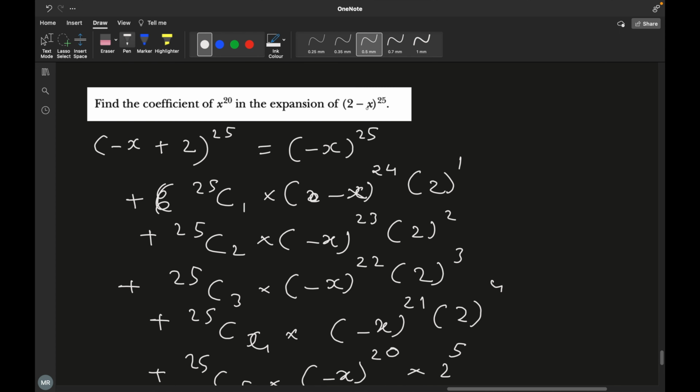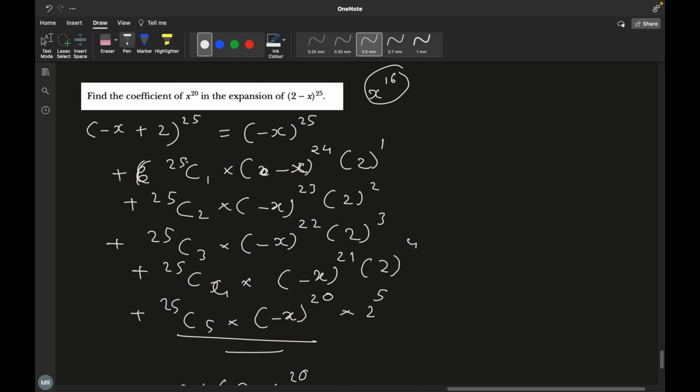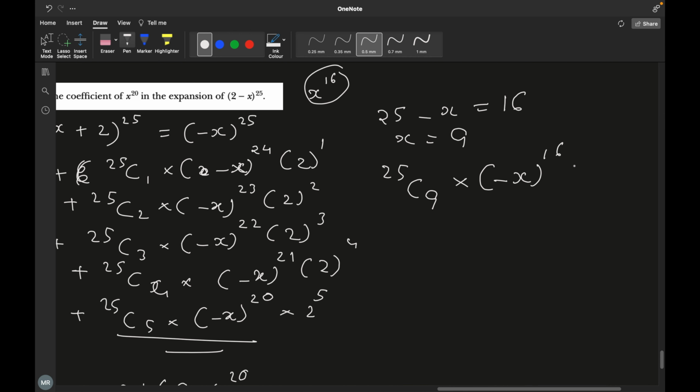Now let's say you wanted to find the coefficient of, let's say, x to the power of 16. You didn't want to write this out. What do you do? First, you have to find a number r, so it's basically 25 minus the number, which will become 16. So r will be 9. And we get 25c9 multiplied by minus x to the power of 16 multiplied by 2 to the power of 9.